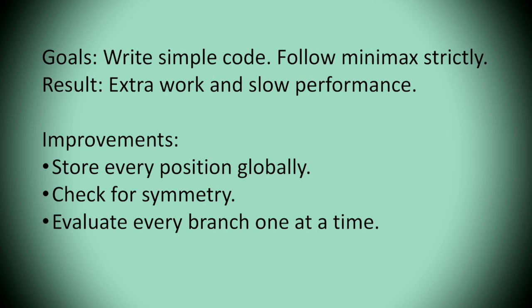So for example, if we had a position where it's X's turn, and the very first branch evaluates as winning for X, we don't even have to check the rest of them. But in the current program we are. We're generating all of them, and then we're evaluating.